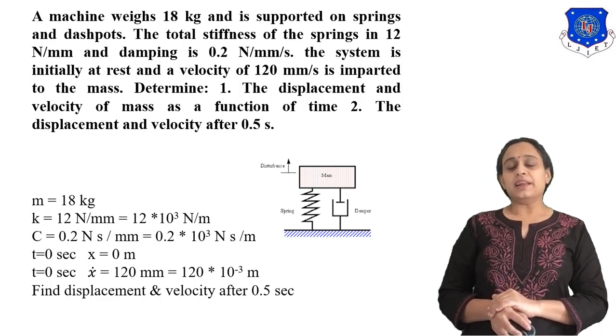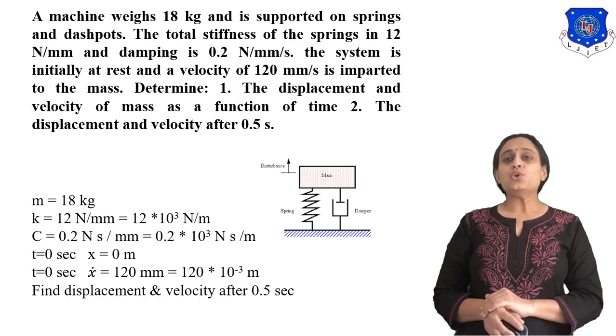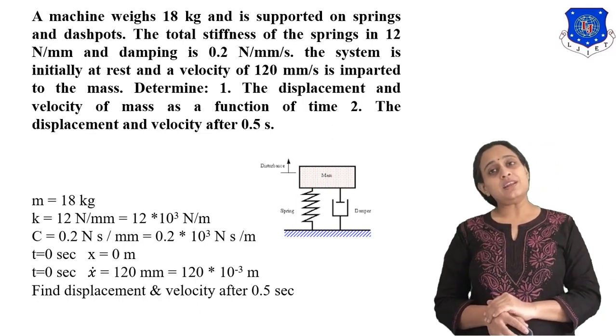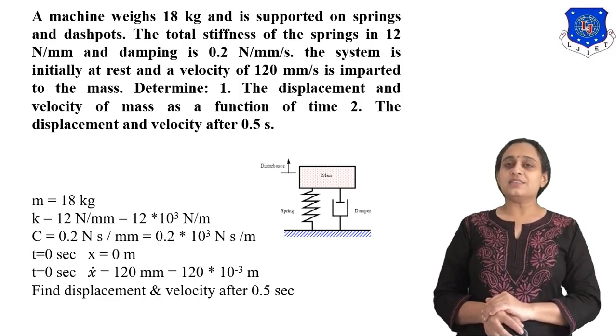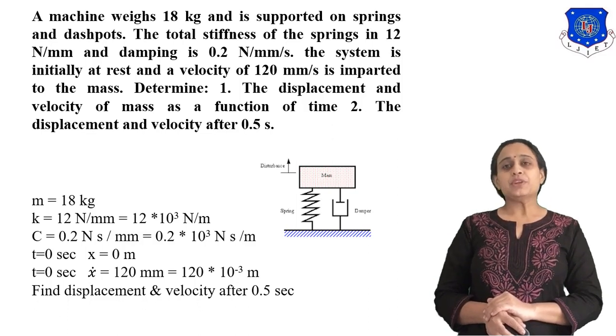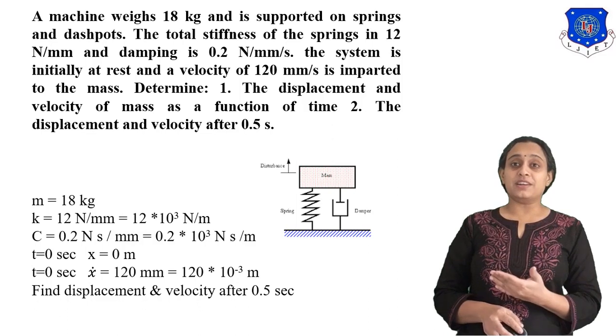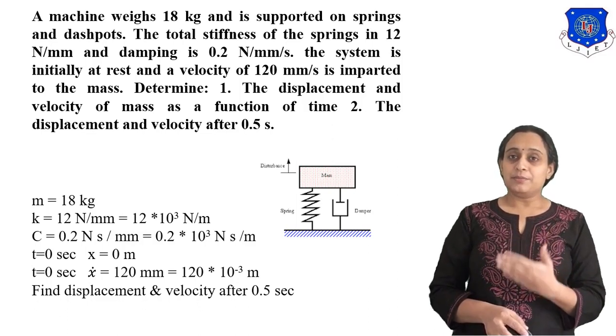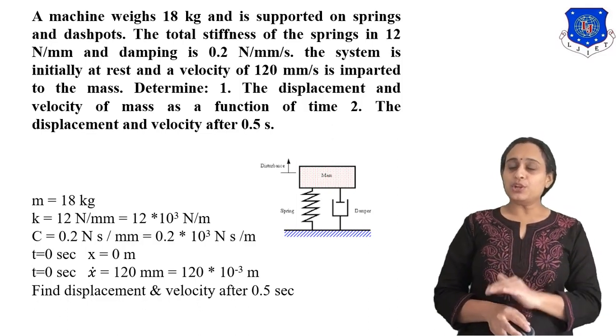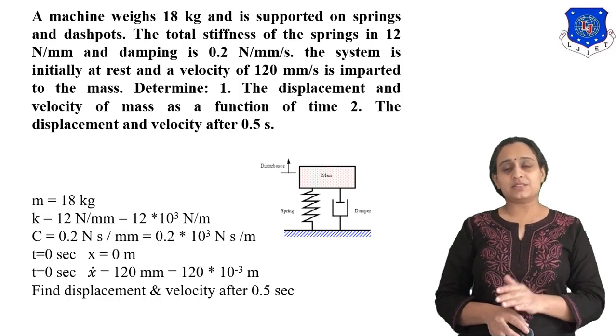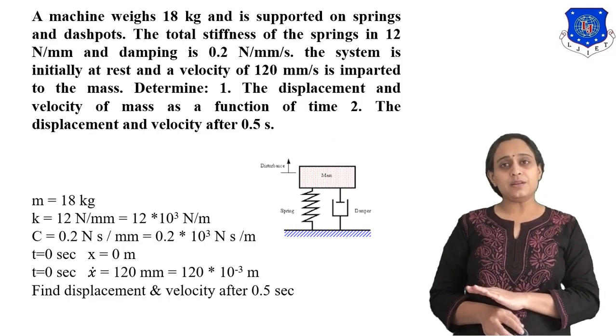Then next, damping is 0.2 Newton per mm per second. So let us write C is equal to 0.2 Newton second per mm. Now again we need to convert it into meters. So here, 0.2 into 10 raised to minus 3 Newton second per meter.